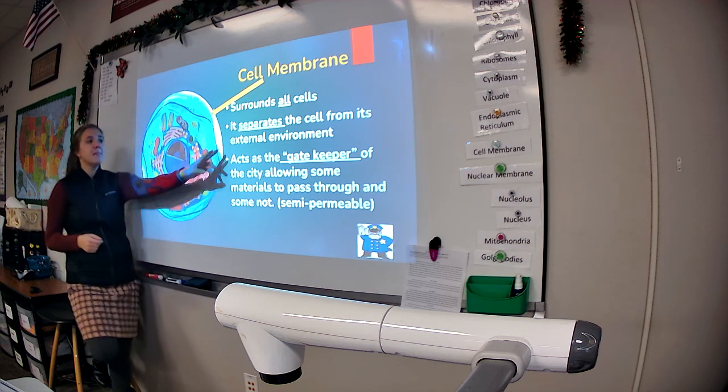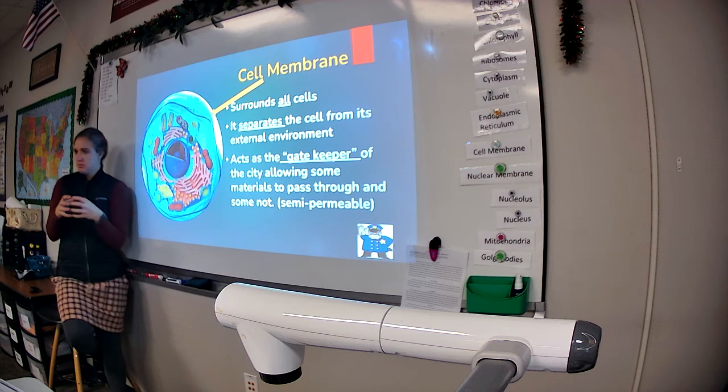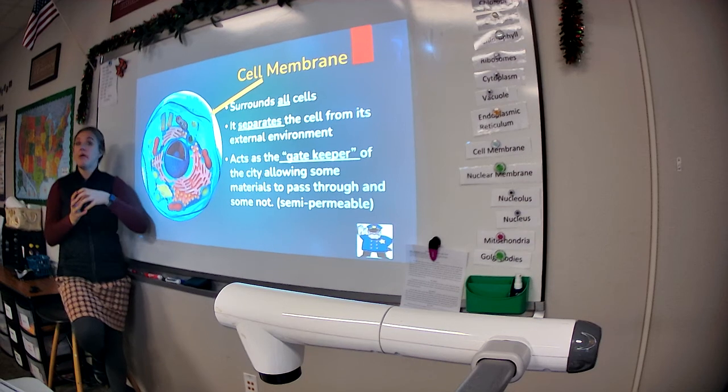It separates the cell from its external environment. It's kind of like a bubble. All right? Keeps all the cell parts inside and kind of keeps it separated from all the other cells.